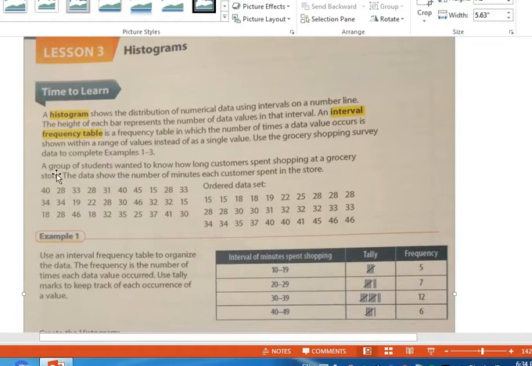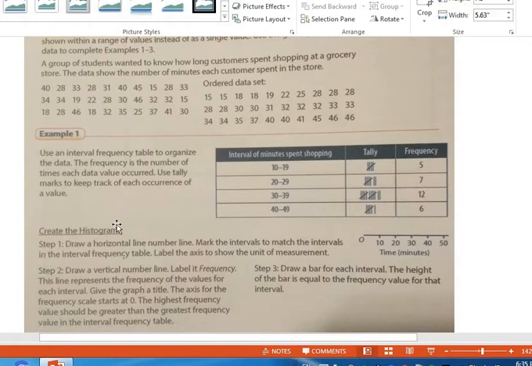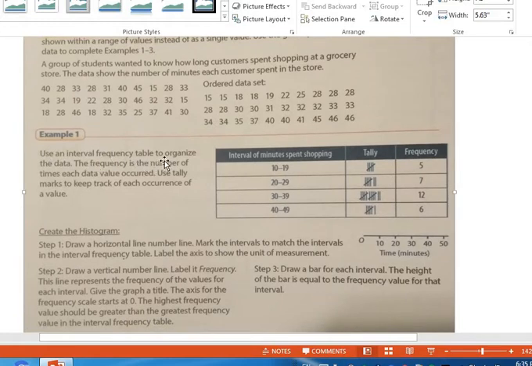So I have here a group of students who wanted to know how long customers spent shopping at a grocery store. The data shows the number of minutes each customer spent in the store. So I have here the data. Example 1: use an interval frequency table to organize the data. The frequency is the number of times each data value occurred. Use tally marks. Do you remember tally marks? To keep track of each occurrence of a value.